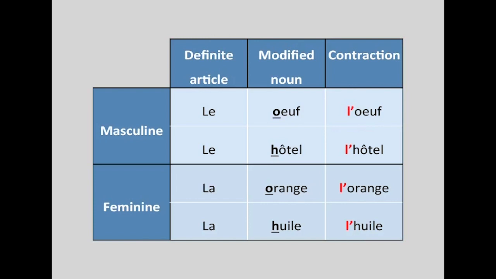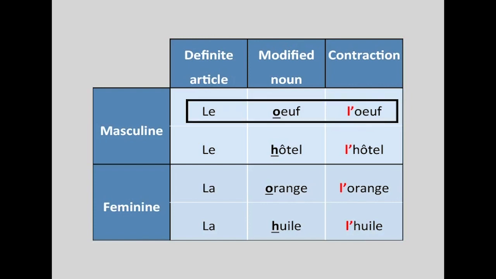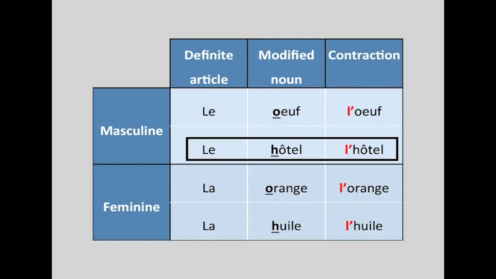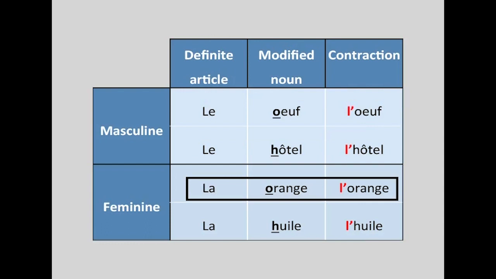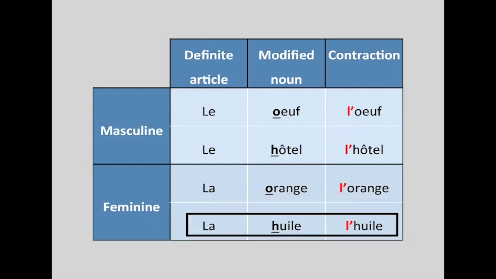Here's a table that displays the contraction applicable to the definite articles. Le œuf contracts to l'œuf. Le hôtel contracts to l'hôtel. La orange contracts to l'orange. La huile contracts to l'huile.